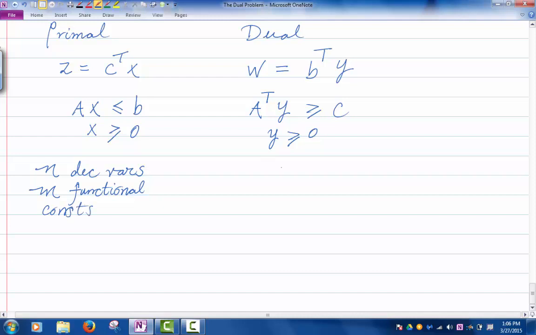And what are the numbers here? How many decision variables do I have in the dual, how many dual variables, and how many functional constraints? The number of decision variables in the dual is the same as the number of functional constraints of the primal, so this would be M. The number of functional constraints in the dual problem is the same as the number of decision variables in the primal, so this would be n.